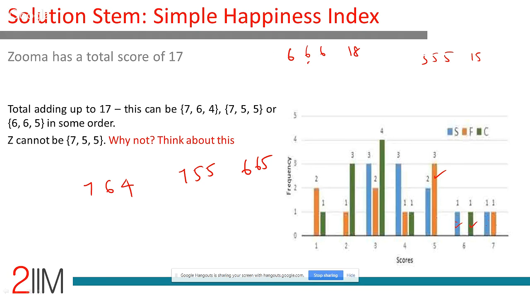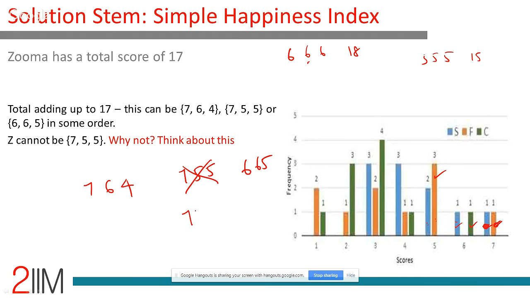7 5 5, adding up to 17. We have a 7 here and a 7 here. Both these are taken into account. 7 5 5. One of the blue or orange has to be 7, and then we need to have 5 and 5 from the other two. That means the green 5 has to come in. That's not available at all. 7 5 5 is ruled out.